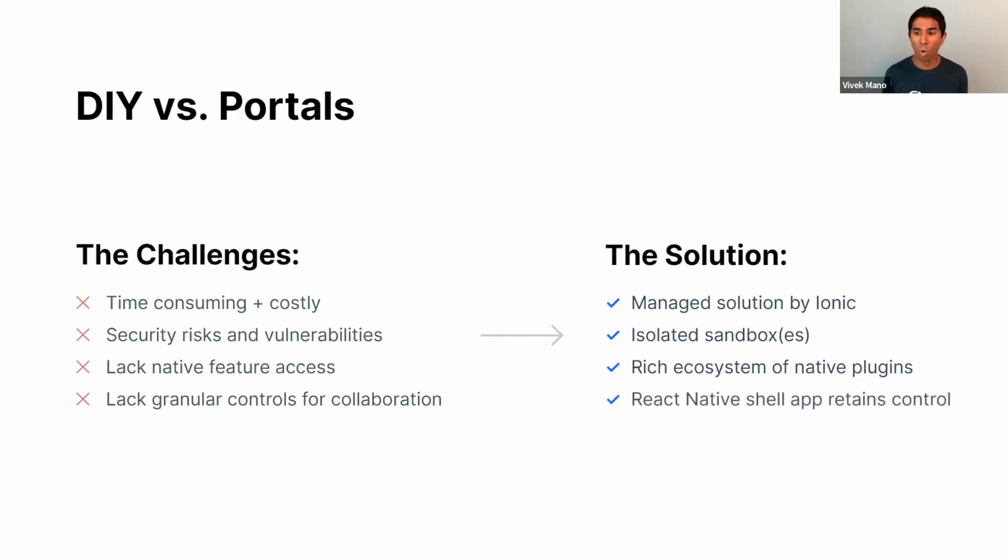And then what we've learned as we worked with more and more customers over time is that those controls for collaboration are critical to making this a success. As the app scales, as the app grows, we need to make sure that the React Native shell, the React Native piece of it, retains control and divvies up control to all the other feature teams in a micro front-end architecture.